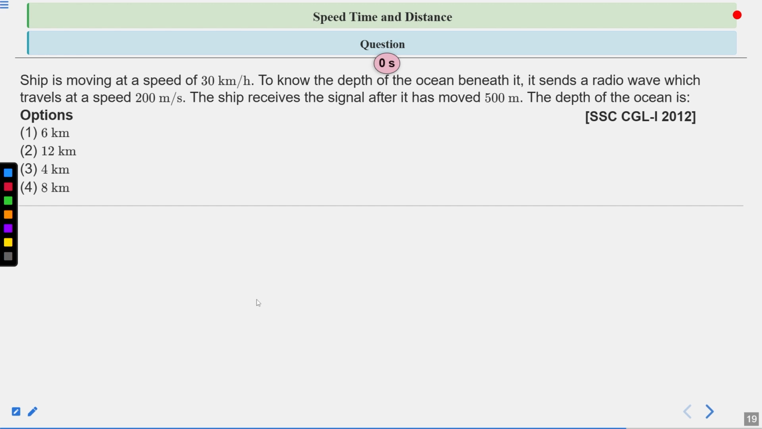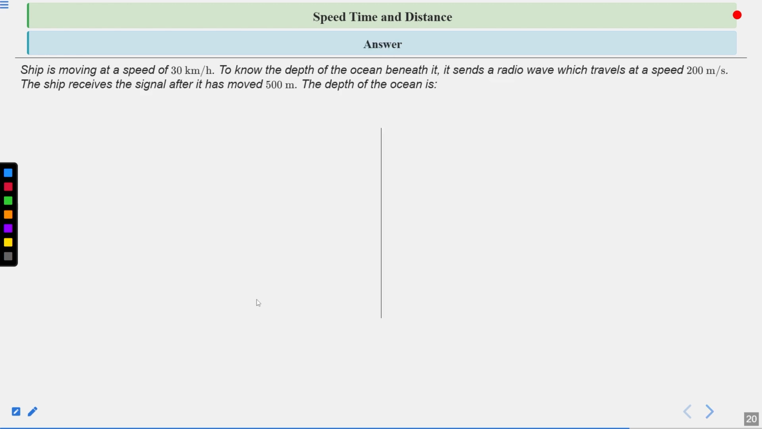Now time's up. Let's see the solution of this question. So the question says that a ship is moving at a speed of 30 km per hour. To know the depth of the ocean beneath it, it sends a radio wave which travels at 200 meter per second, and the ship receives the signal after it has moved 500 meter. So we need to calculate the depth. So the correct answer of this question is the first one, which is 6 kilometer. Now see the detailed solution using concept 14.1 in this question.